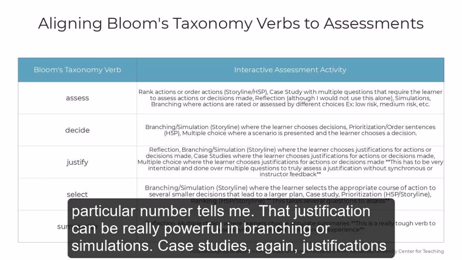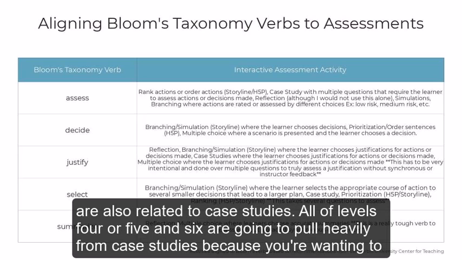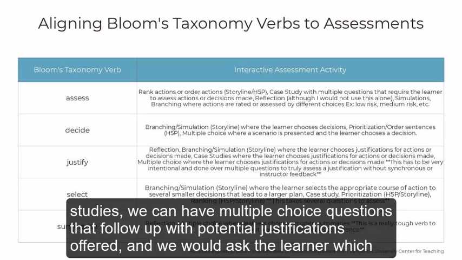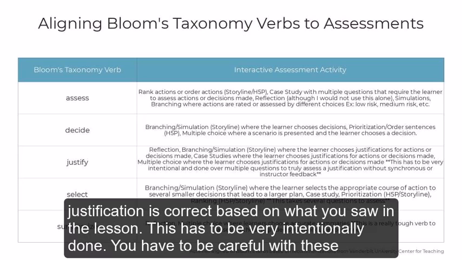Case studies, again, justifications are also related to case studies. All of levels 4 or 5 and 6 are going to pull heavily from case studies because you're wanting to give them a new context, and then you're wanting them to apply, assess, or evaluate based on this new context. With those case studies, we can have multiple choice questions that follow up with potential justifications offered. And we would ask the learner which justification is correct based on what you saw in the lesson.